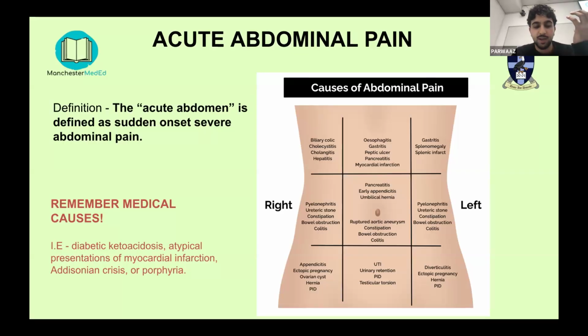This is because the viscera over the organ will start to get inflamed first, and then the pain will localize. So generally, central abdominal pain can be quite non-specific, and usually migrates to somewhere else. But the main things to keep in mind are ruptured AAA, which is the most important thing to remember, bowel obstruction, colitis, constipation, these sorts of things, and obviously pancreatitis.